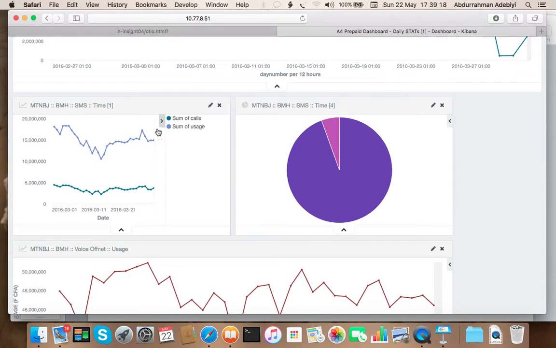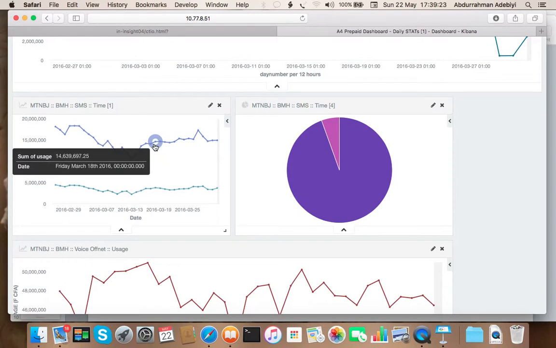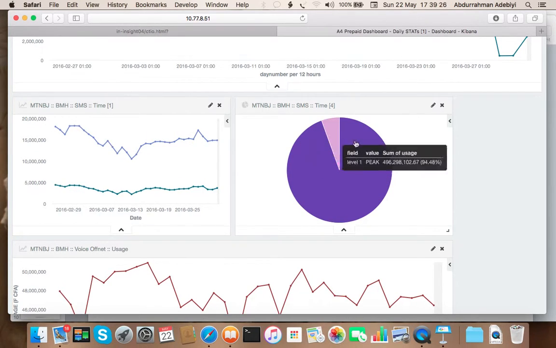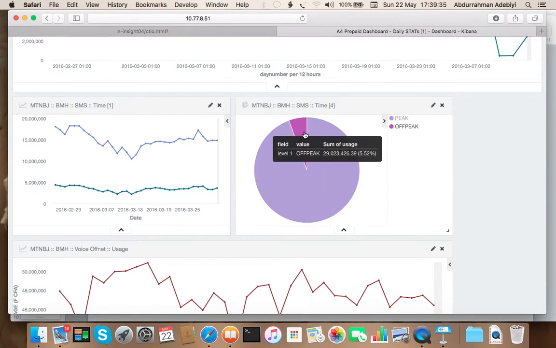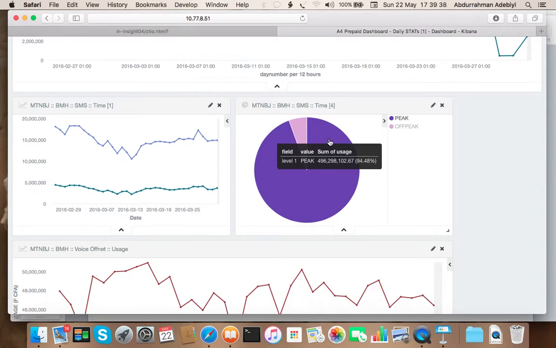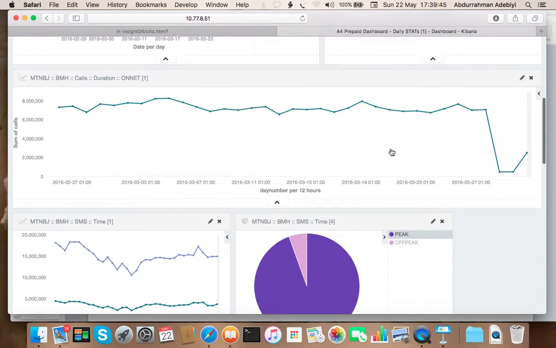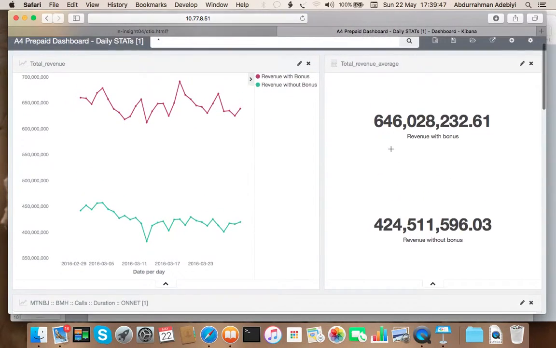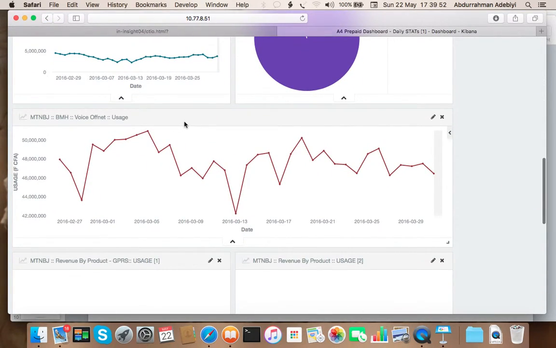We can see the trend between calls and the revenues as well. Sorry, they are quite parallel to each other. We can also view the peak and off-peak for SMS. There are more activities in the peak period and more revenue from peak than off-peak, about 95% to 5%. And we could also look at the voice off-net. We had a glimpse of the on-net call duration earlier, and now we're looking at voice off-net.